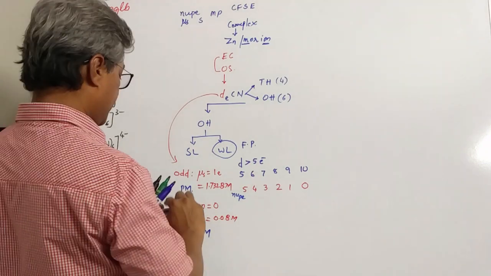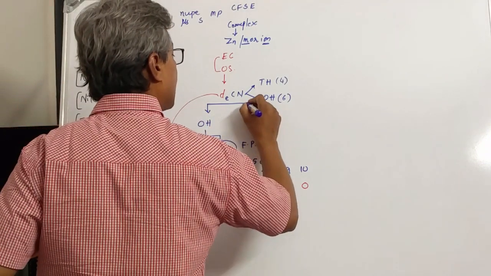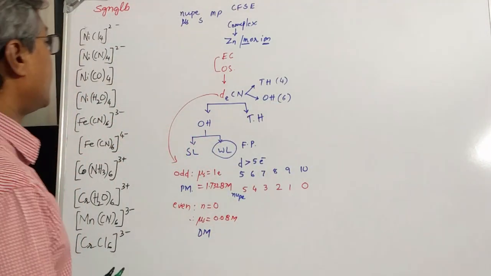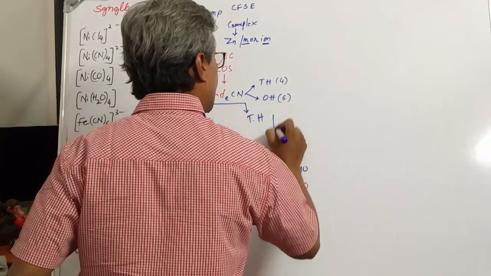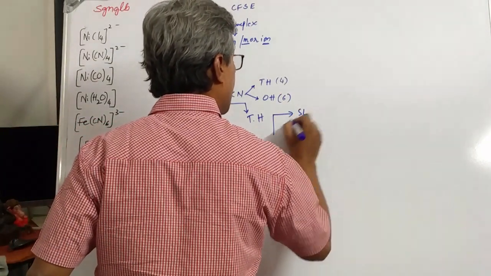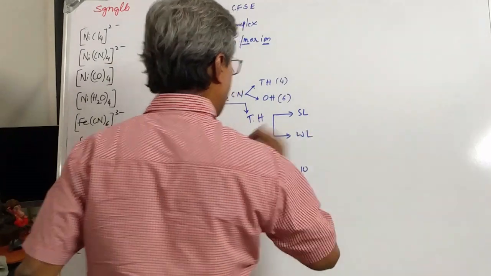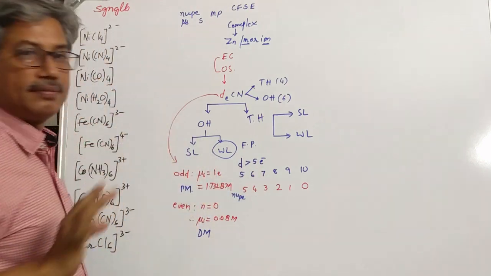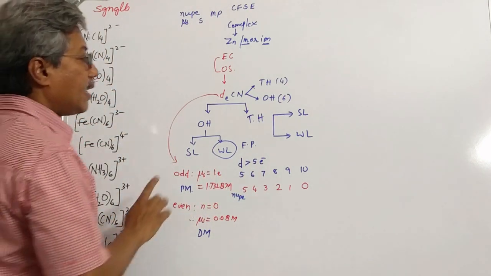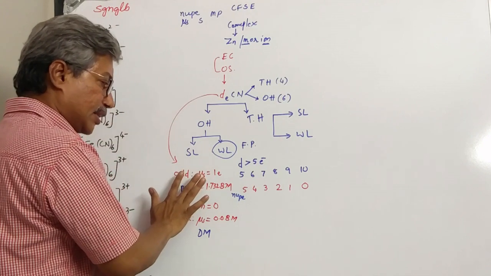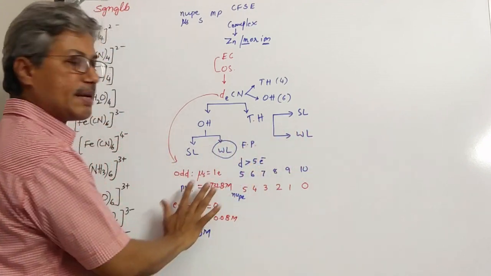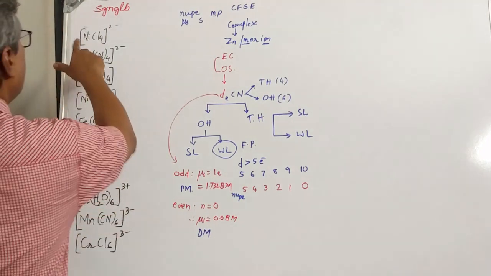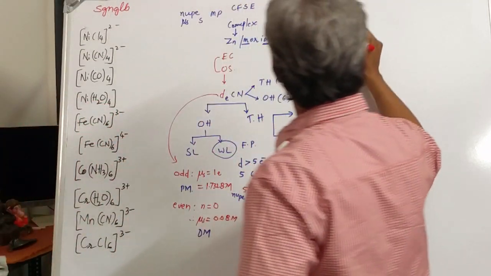Now, instead of octahedral, if it is a tetrahedral structure, then just look at whether the participating ligands are strong or weak. Then you follow the same approach. Is that clear? If it is a strong ligand, the same concept is applicable. If it is a weak ligand also, the same concept is applicable. Let's go for some examples. Okay, let's go for the first example.